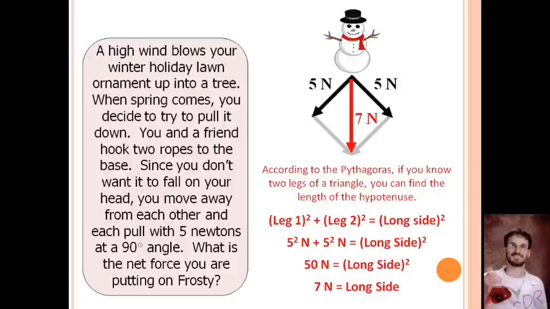So that means if we had a person pulling with 5 newtons of force this way and a person pulling with 5 newtons of force this way, the actual object would experience a downward pull of 7 newtons, 7 and some change. We're going to work out a few problems with triangles, and you'll get the hang of that.